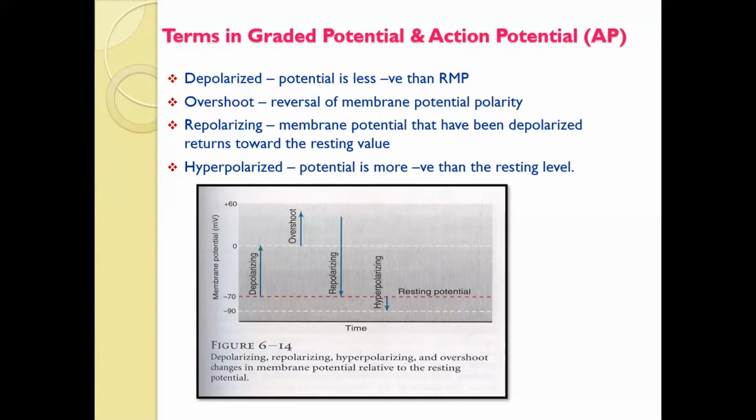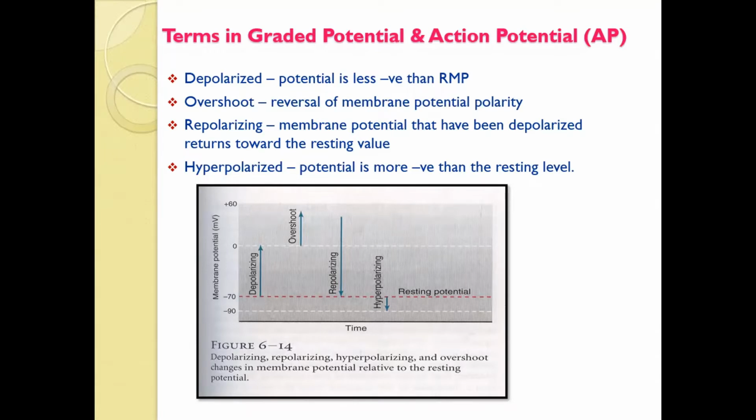In cardiomyocytes it is negative 90 millivolts. Okay, then overshoot. What is overshoot? It is a reversible membrane polarity. That means more positive ions, sodium ions, enter into the cells. The more sodium ions enter, the more positive the membrane potential becomes. Sometimes it leads to a supra-threshold level. Okay, so that is called overshoot.